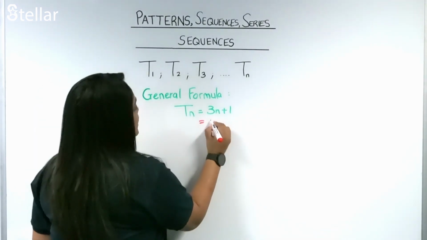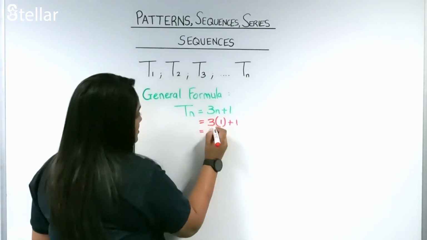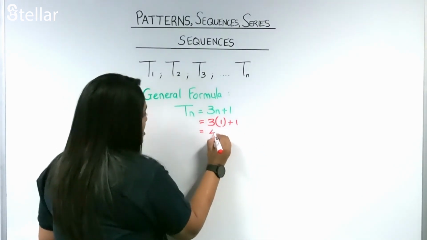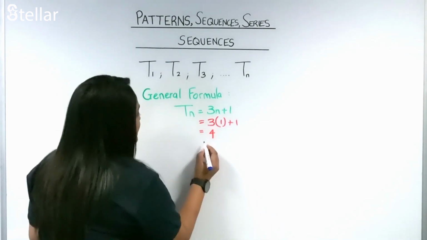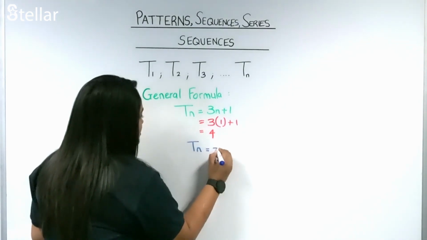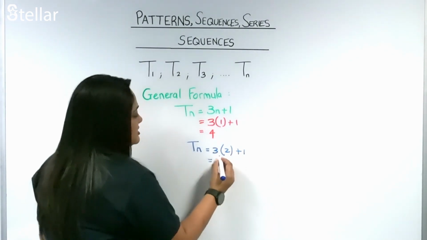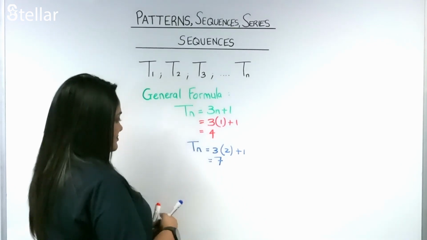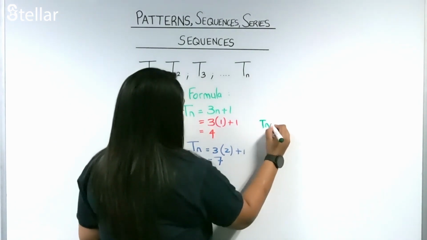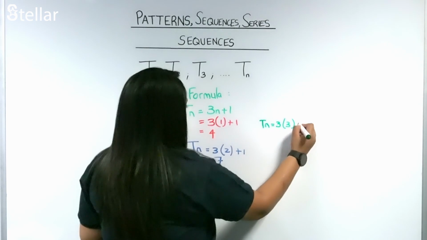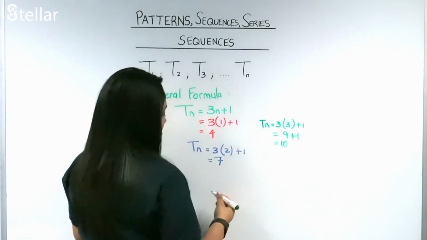So let's start by substituting term 1. So I'll have Tn is equal to 3 into 1 plus 1, which is equal to 3 times 1, which is 3, plus 1, which is 4. If I needed to get the second term, I will have Tn equal to 3 into 2 plus 1. 3 times 2 is 6. 6 plus 1 is 7. The next term will be Tn equal to 3 into 3 plus 1. That gives me 9 plus 1, which is 10.